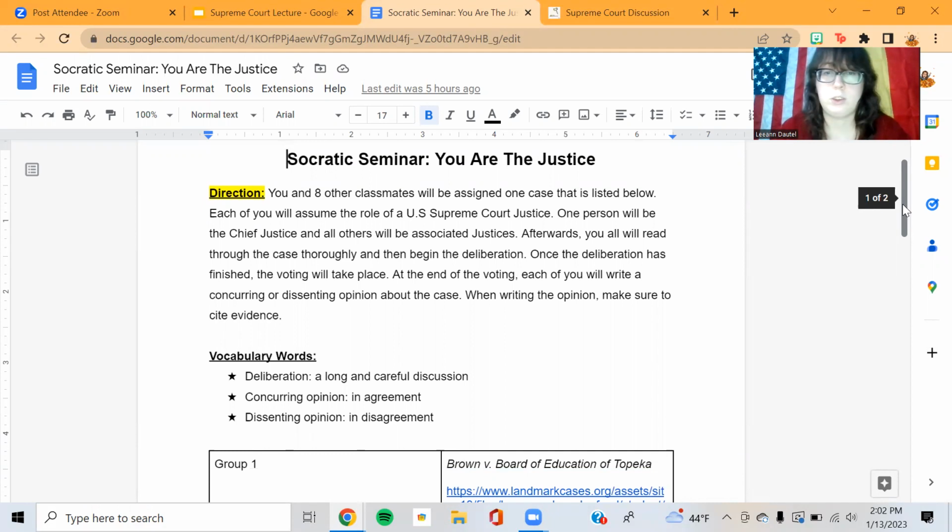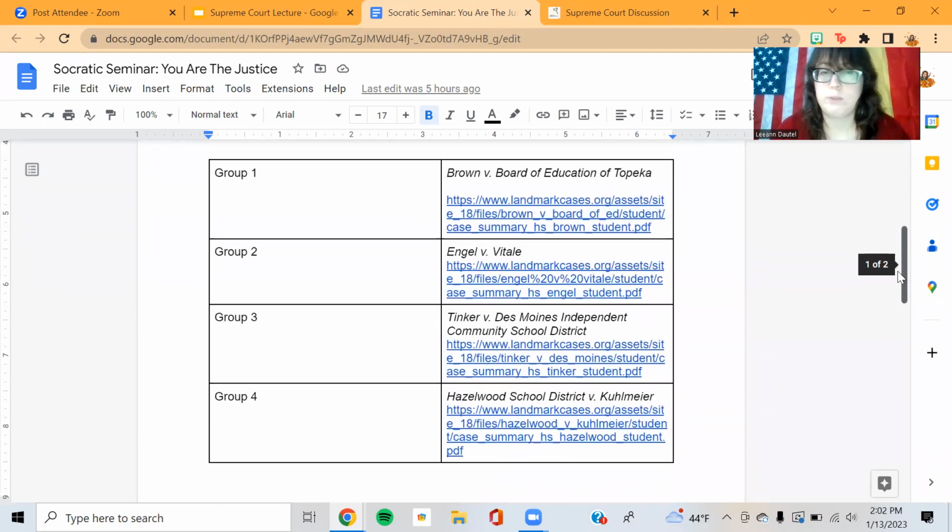And at the end of each voting, I will have a poll in each breakout room for the students to vote on agree or disagree with the majority opinion the Supreme Court decided in that case. And then they will write an opinion, citing evidence in the case as to why or why not they agree, a concurring or dissenting opinion about the case.